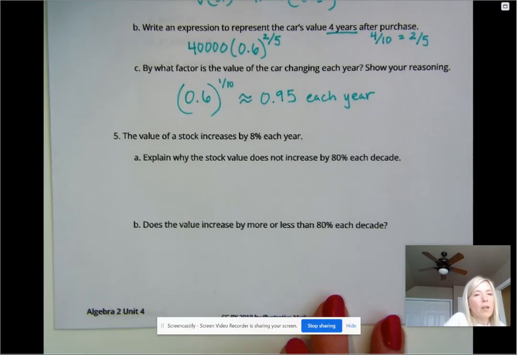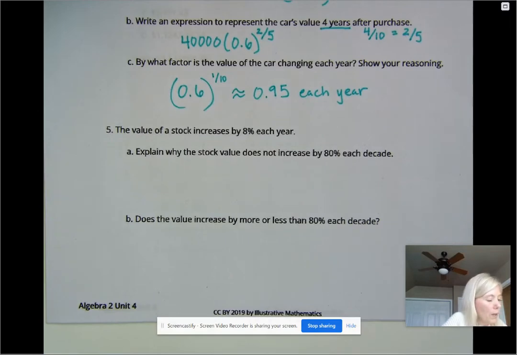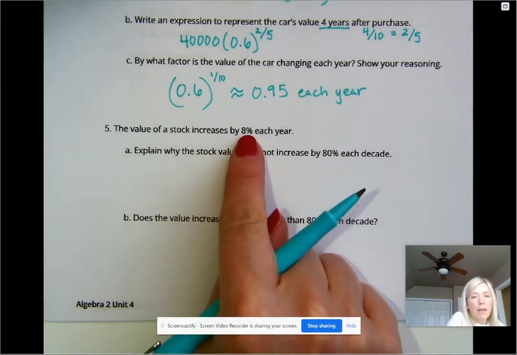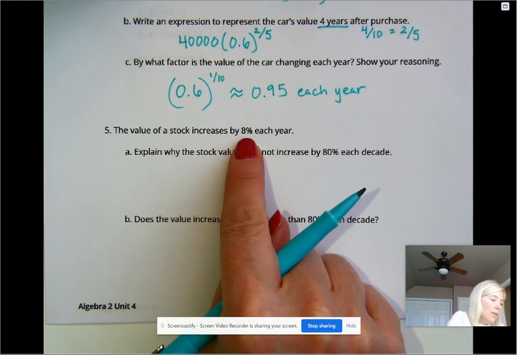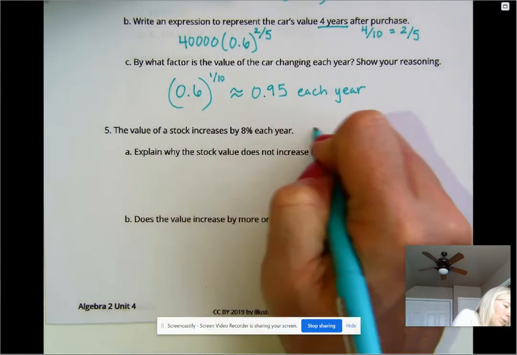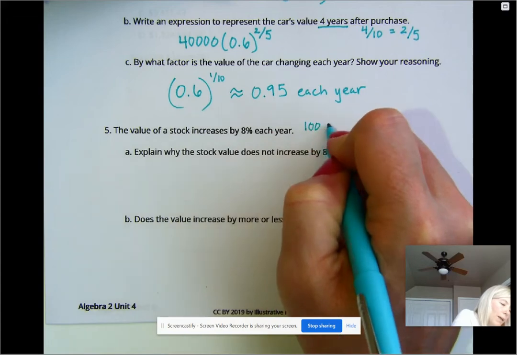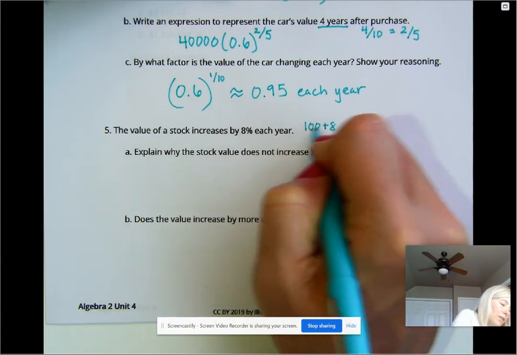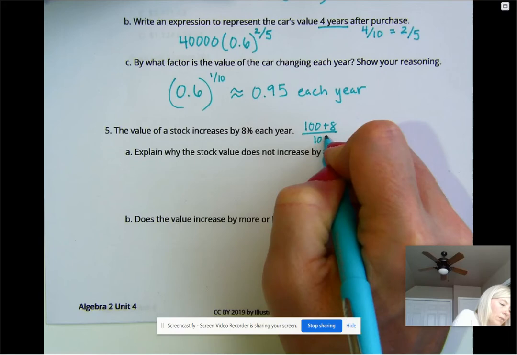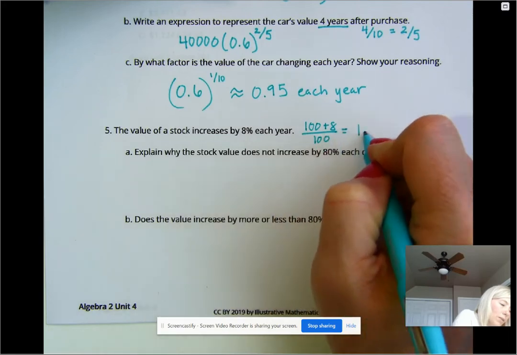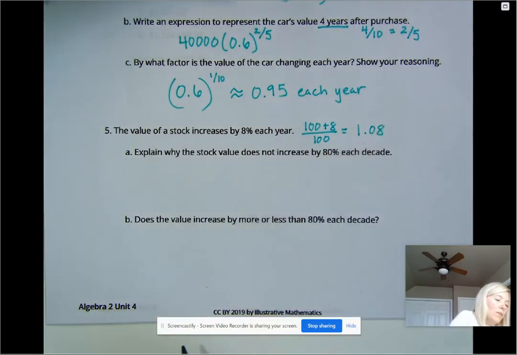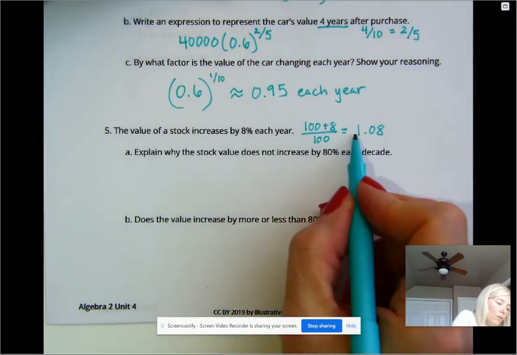Okay, number 5, the value of stock increases by 8% each year. Explain why the stock value does not increase by 80% each decade. So if it increases by 8% each year, then again, we're going to think about, well, what is that as a factor? It's 100 plus 8 divided by 100. So that's 1.08. And so that would be the yearly factor.